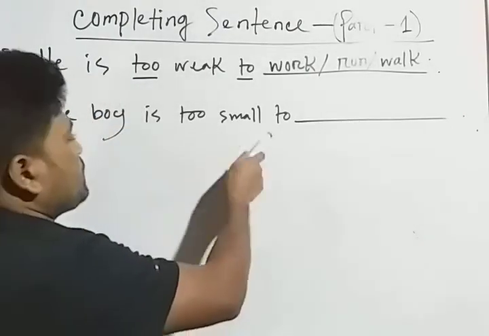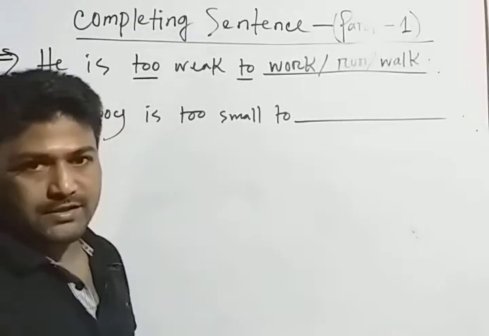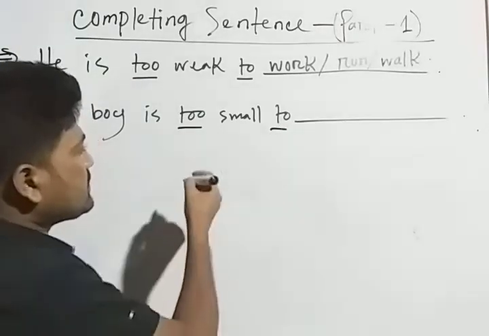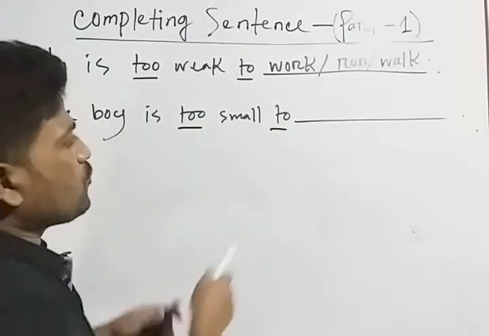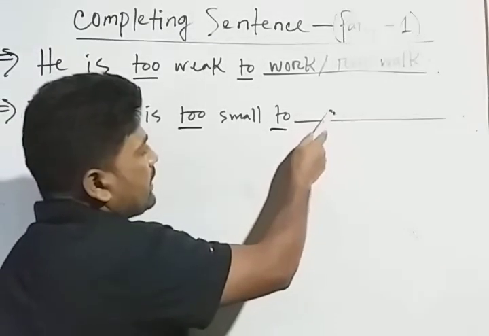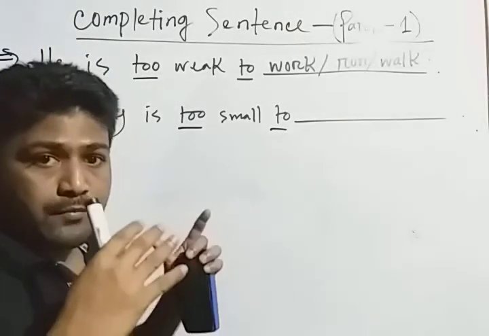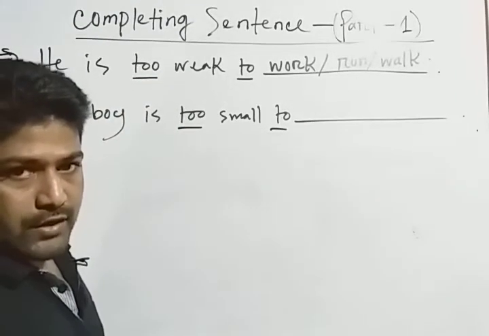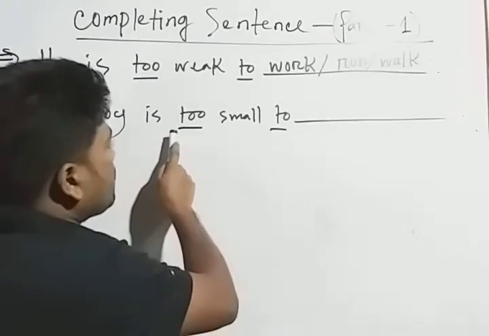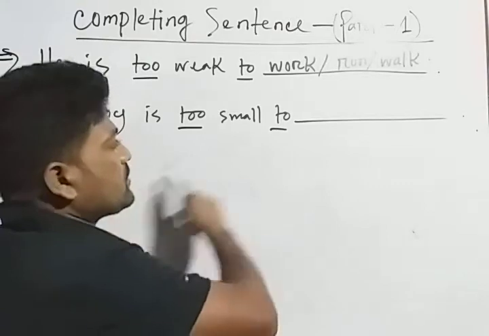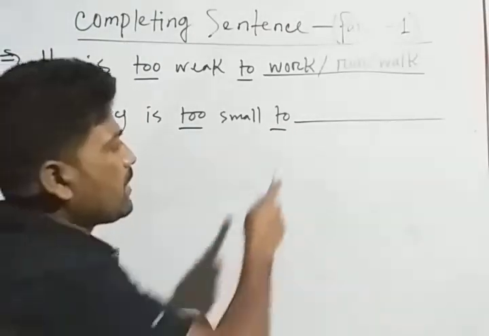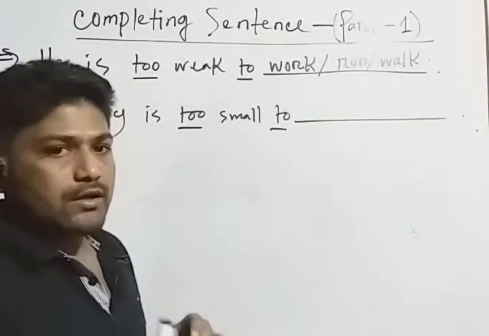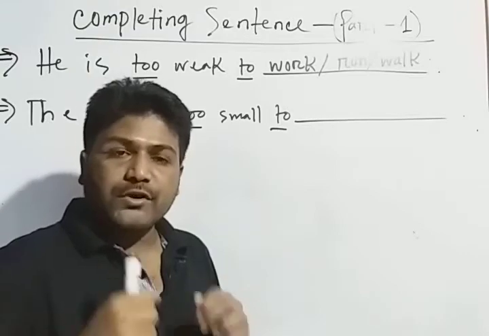Okay, the boy is too small to. How can we complete this type of incomplete sentence? Dear learners and viewers, look at the sentence. There is a "to" and "to". And to complete this type of sentence, we can use any kind of finite verb. After "to", we can use any kind of finite verb depending on the meaning of this incomplete sentence, but the condition is that after "to" you have to use the present form of verb.